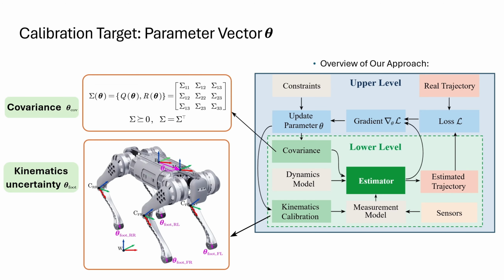To bridge this gap, we introduce a unified parameter vector theta as the target of calibration, which jointly captures the covariance matrices and the kinematic offsets. Each covariance block must stay positive definite. For each leg, we calibrate a constant foot offset expressed in the calf frame. And for the torso, we calibrate a constant base offset between the mocap and the URDF torso.